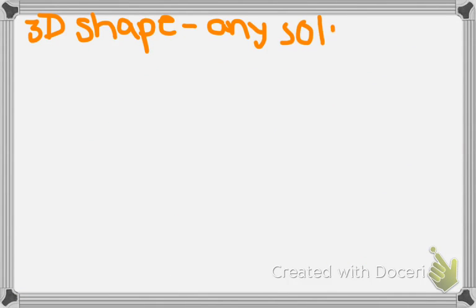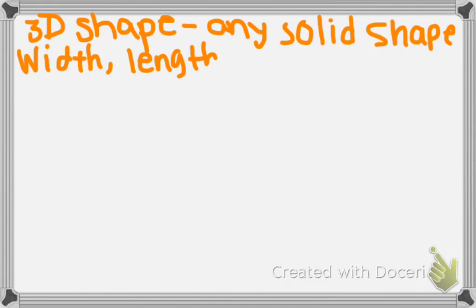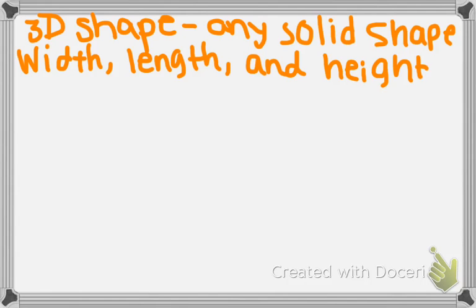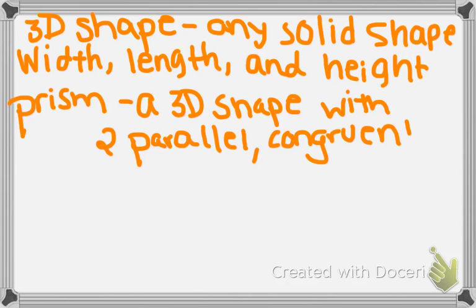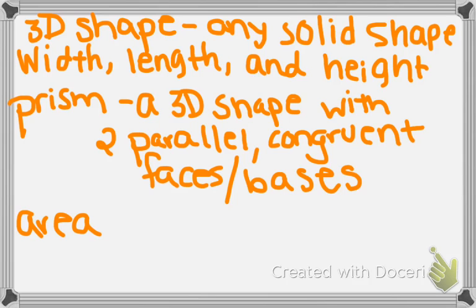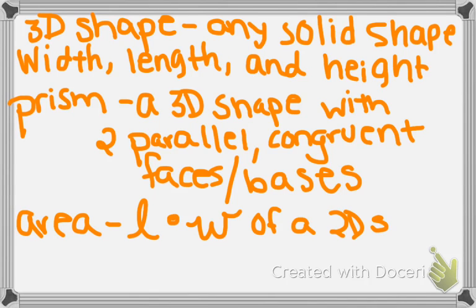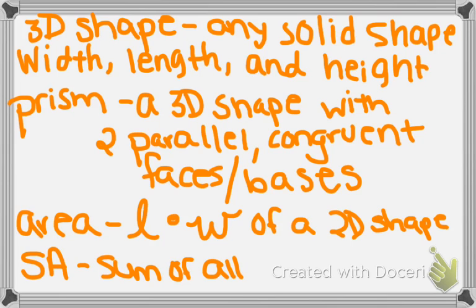A 3D shape is any solid shape that has the dimensions of width, length, and height. A prism is a 3D shape with 2 parallel, congruent faces or bases. Area is length times width of a 2D shape. The surface area is the sum of all the faces' areas.